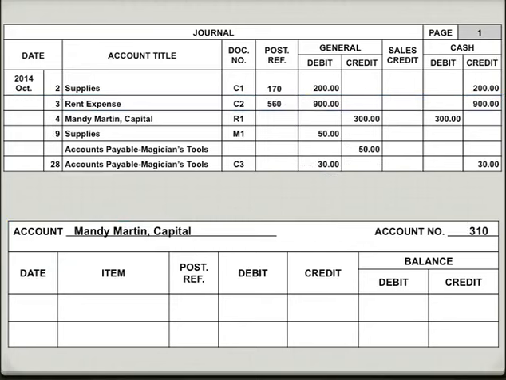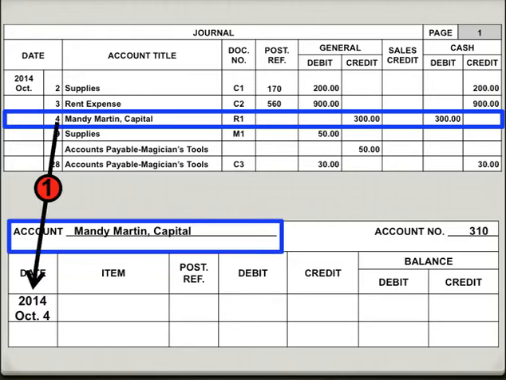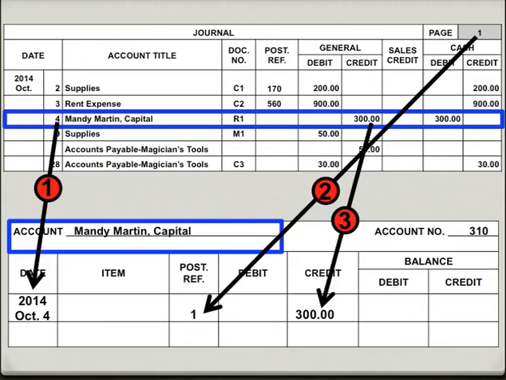It is time to move on to the next journal entry. Before we start, we need to make sure we have the right account. The journal entry should match the account title. First, we write the date, then we write the journal page number. Then we write the amount. This was a $300 credit. Then we balance the account. This was the first posting, so the balance is the same as the entry. Finally, we write the account number in the journal. This is always the very last step.